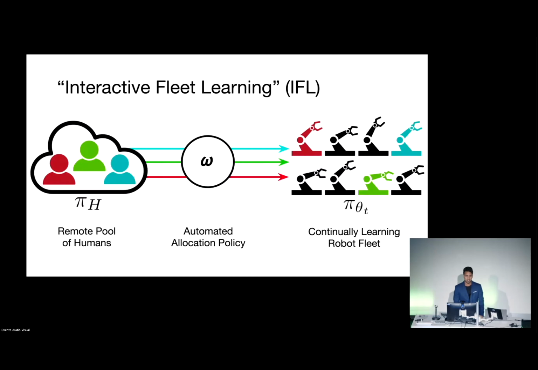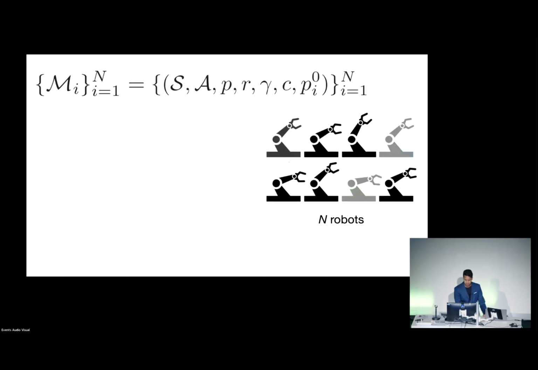To this end, we introduce a new paradigm we call interactive fleet learning, or IFL. This is the first formalism for interactive learning with multiple humans and multiple robots. In this paradigm, there's a pool of humans available, say, remotely over the internet, that can be allocated with some automated allocation policy, omega, to the robots that need the most help in a large robot fleet. These robots can severely outnumber the humans, and they're also continually learning from human experience added over time. They share policy pi theta t.